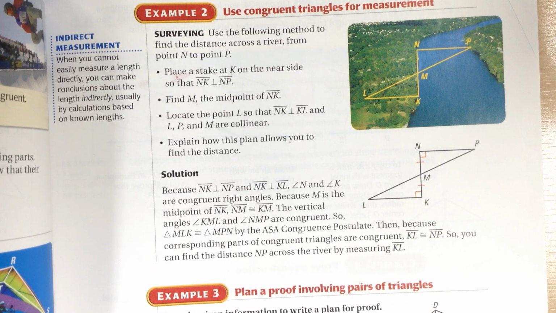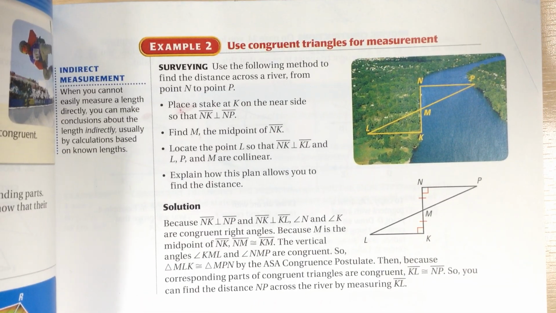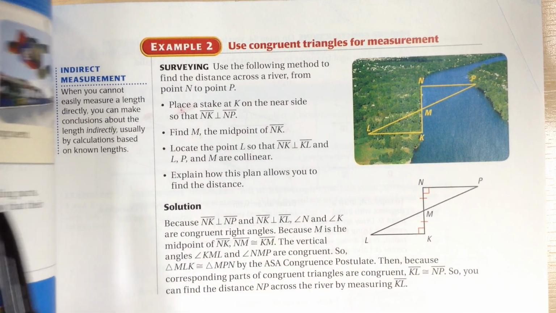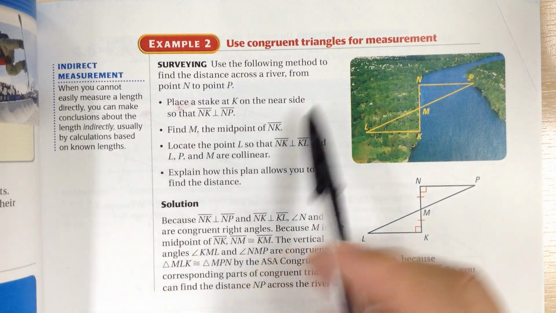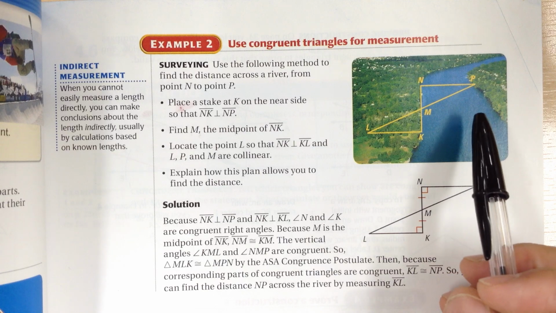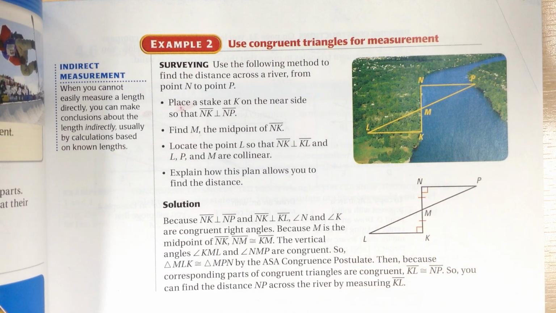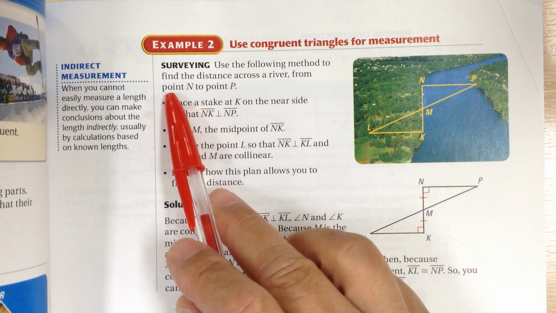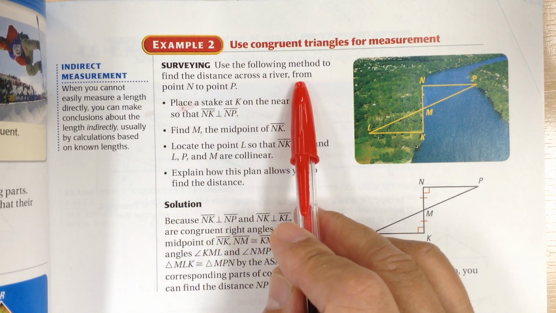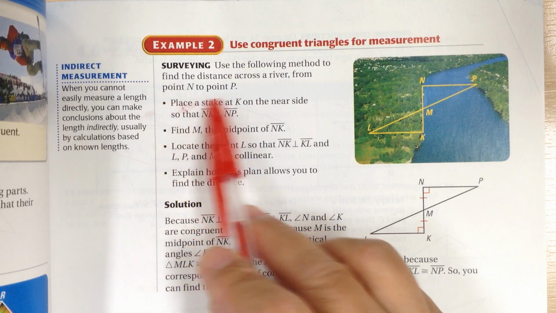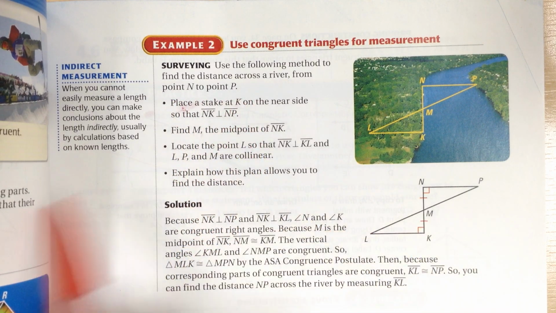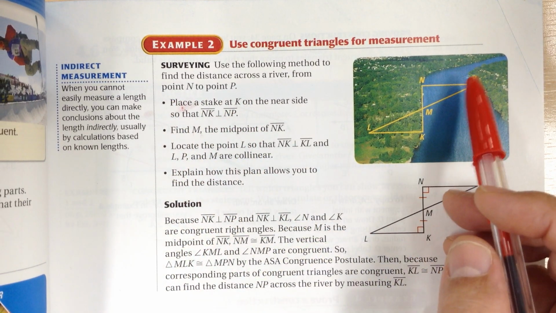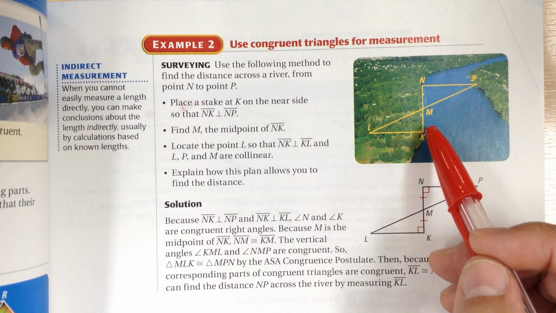Okay, now let's go to page 257, example 2. These are real-life applications of using geometry. Surveying is a method used to find the distance across a river, from point N to point P. This is where geometry and trigonometry become very useful.